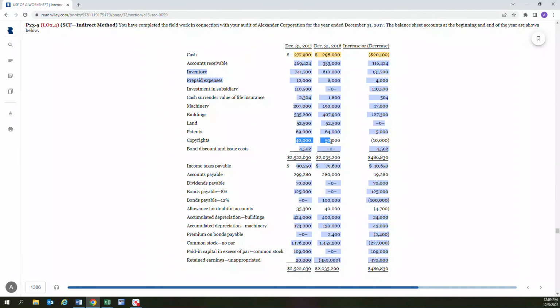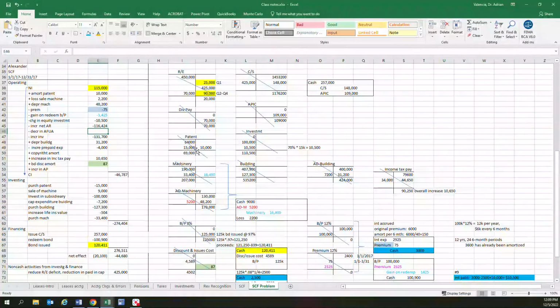Copyrights. We weren't told otherwise, but if it went down, most likely that's the amortization of copyrights. So we're not going to do a T account for that, but just like when we did patent, it went down by 10,000 right here. For the copyrights, it went down by 10,000. So we're going to do the same thing. We're going to add 10,000 because that was an expense that did not require a cash outflow.